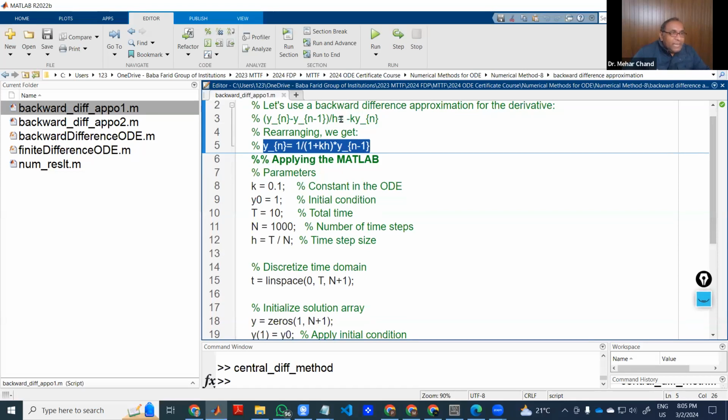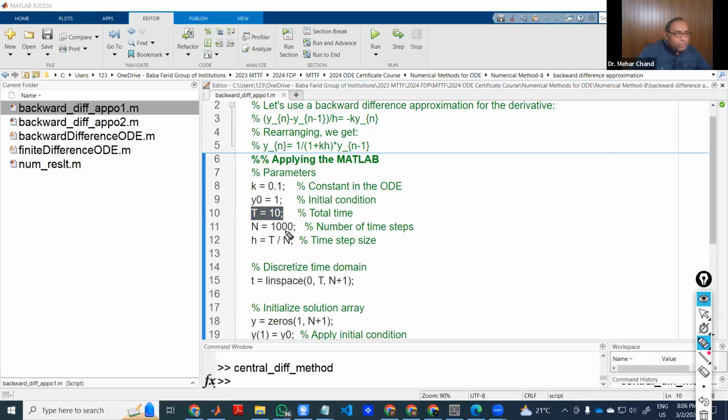Now you can easily implement this in MATLAB syntax. k is a parameter, and you can choose any constant value. We are choosing k as 0.1, and the initial value y0 equal to 1. The total time T you can choose as 10, so the interval is from 0 to 10. The number of steps we are taking here is 1000. When you choose h equal to T/N, you have the step size.